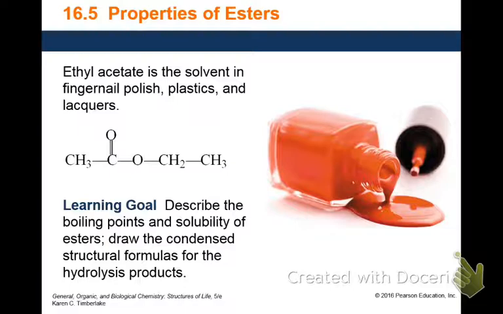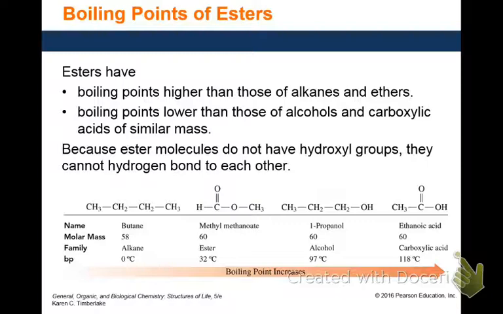What are its properties? Well, carboxylic acids, you remember, had really high boiling points. Esters don't have boiling points that are quite as high. If you look at esters, alkanes, alcohols, and carboxylic acids that have about the same molecular weight, butane has the lowest boiling point because it doesn't have any intermolecular forces other than van der Waals or dispersion. And the highest is always carboxylic acids.